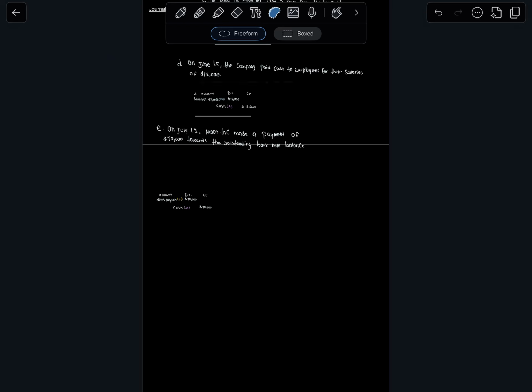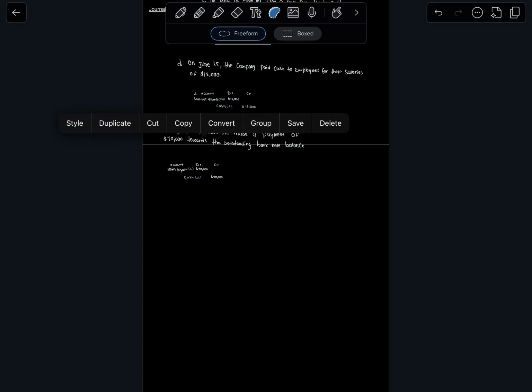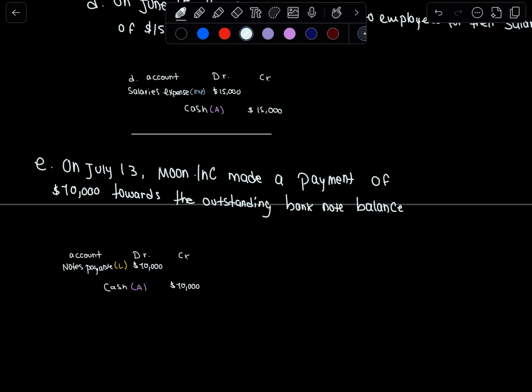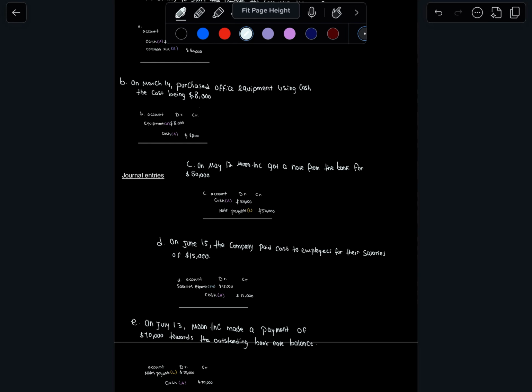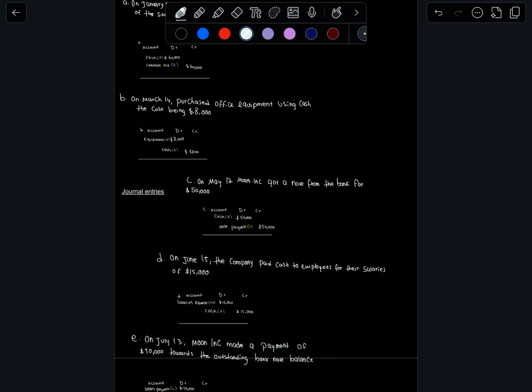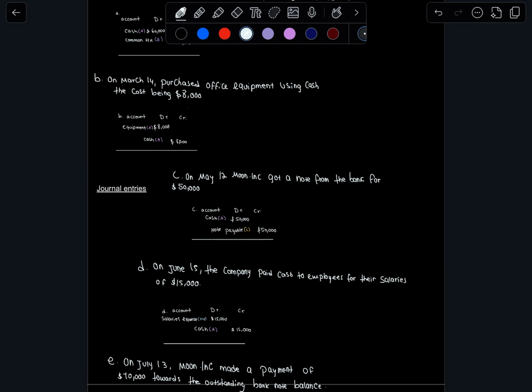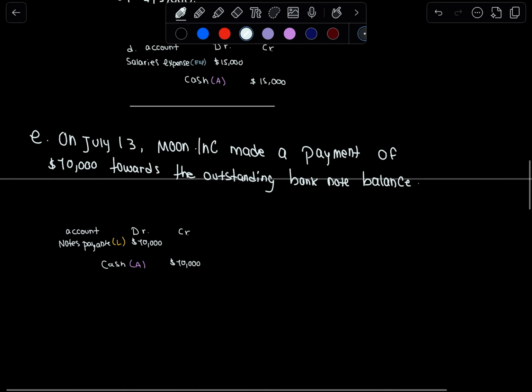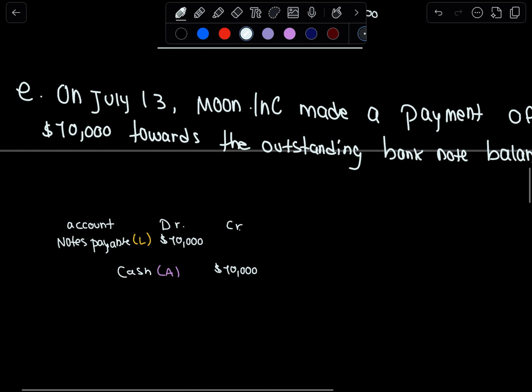Now transaction E. On July 13, Moon Inc. made a payment of 10,000 towards the outstanding bank note balance. So this is coming all the way back to transaction C, where they first got the note from the bank. Now they're making a payment towards the note. And the accounts affected here are notes payable, which is a liability, and cash, which is an asset.